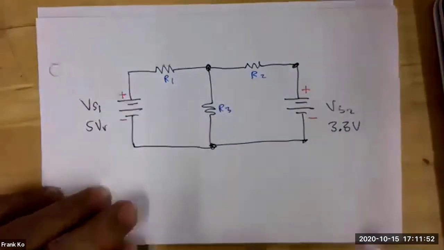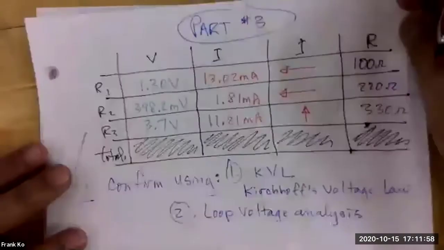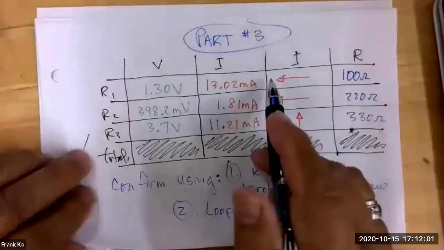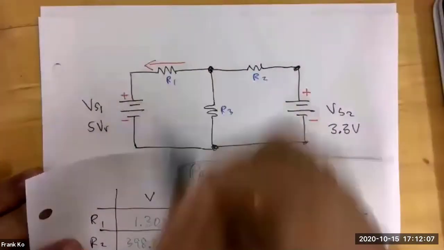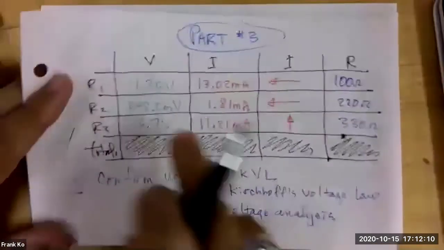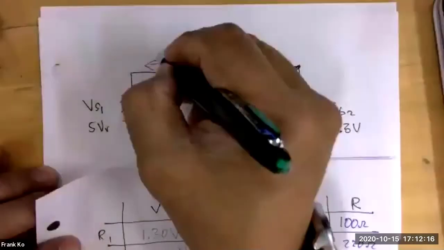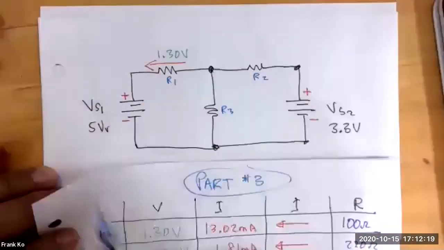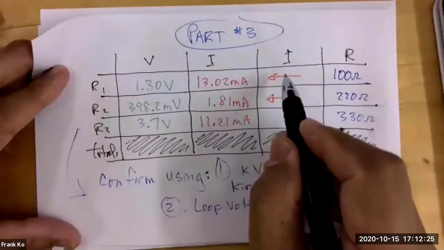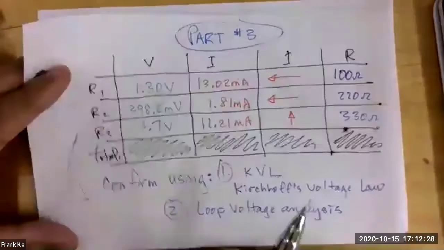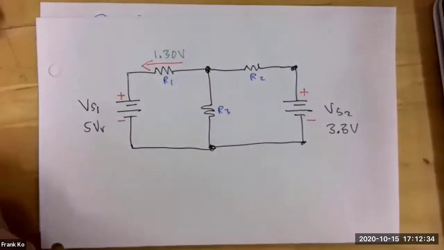What was our final direction of current flow through R1? Our final direction of current flow was to the left. And what value of voltage did we calculate? 1.3 volts. So I will write down 1.30 volts. So from our final VIR table, did I take the direction and the voltage right off of our VIR table and transfer it onto this redrawn circuit? So far, so good. I'm going to do the same with R2.